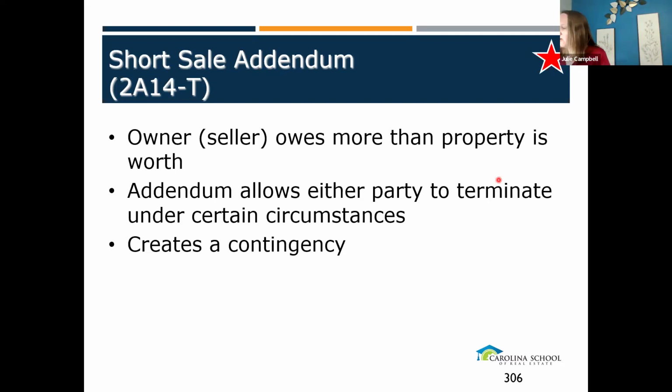Again, talking more about that. But really, what this form does is it does create a contingency. And what that contingency says is that the seller can't sell unless they have approval to do the short sale from all lien holders. And if all of those lien holders agree to do a short sale, what they're agreeing to do is release their liens while not accepting everything they're owed. So they're agreeing to cut some losses here.